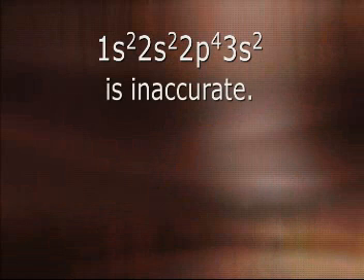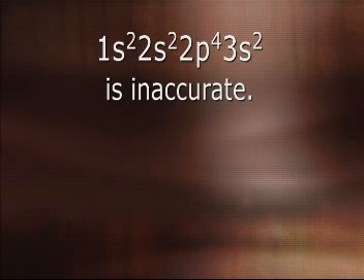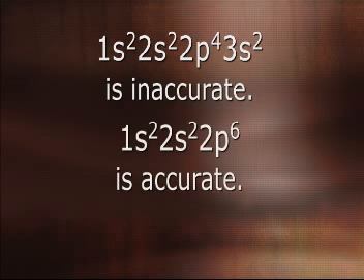The first configuration is inaccurate. The mistake in this configuration is in the 2p subshell, which should be completely filled by electrons before applying the remaining amount to the 3s subshell. This means that the correct configuration does not have a 3s orbital and can be expressed as 1s2, 2s2, and 2p6.